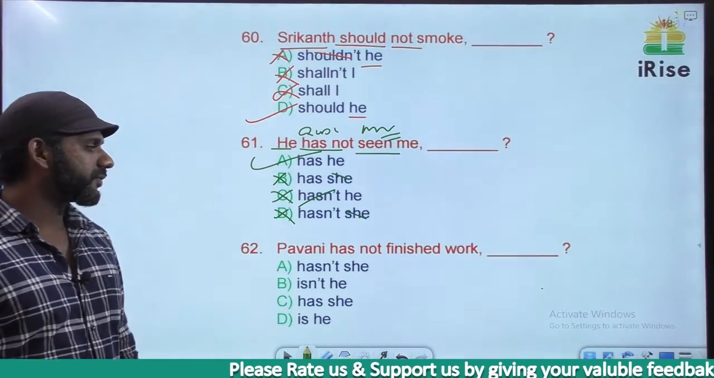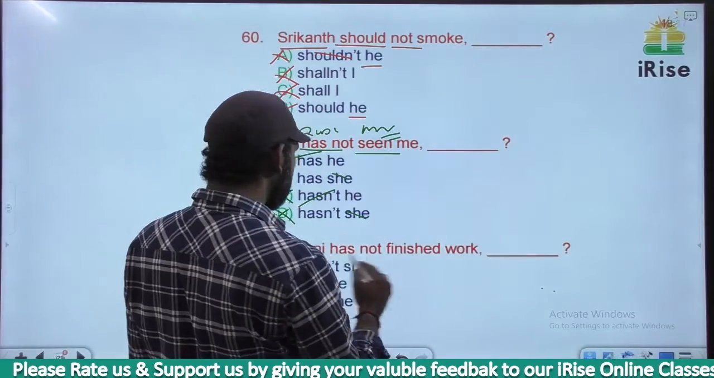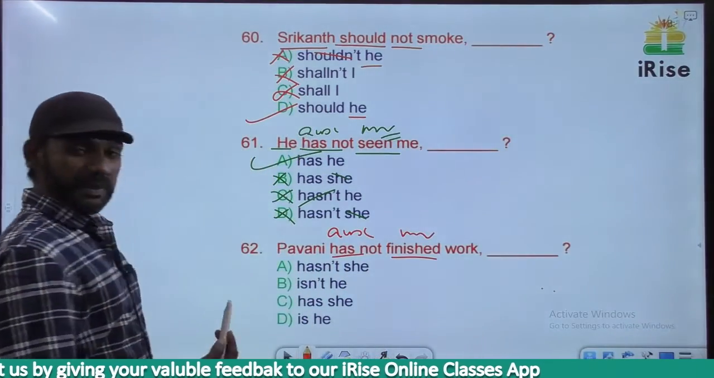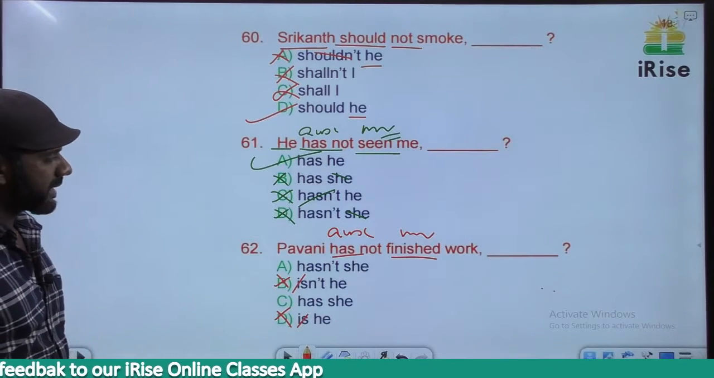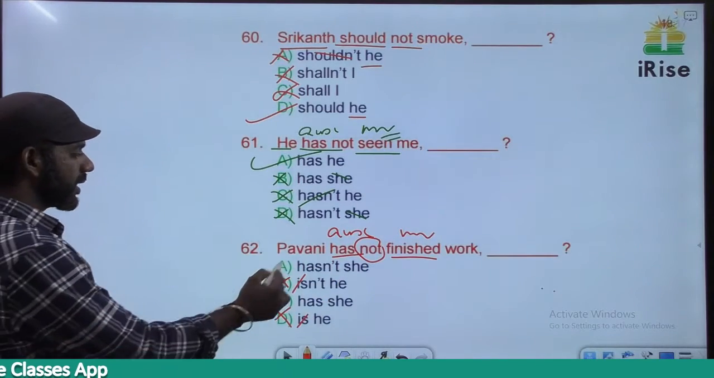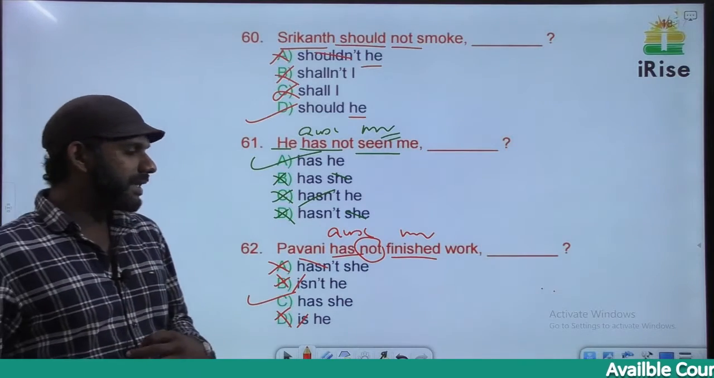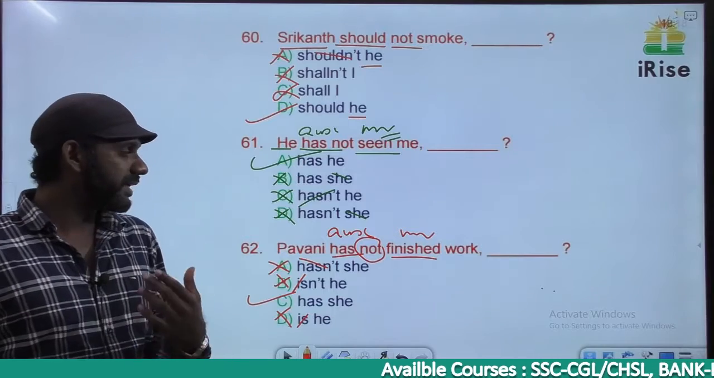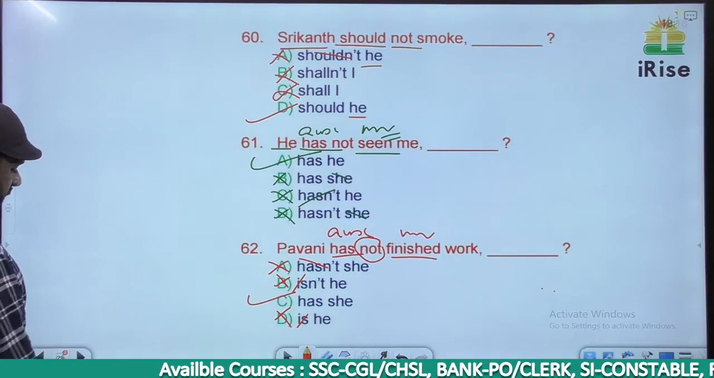Pavani has not finished work. Has is an auxiliary verb because finished is a main verb. The tag must be framed with has. So B and D are gone, because B and D say is. We have an N word in the sentence. In the tag there should not be an N word. A is gone. The answer must be C. Has she? Pavani has not finished work. Has she? That means has she finished work? That's the meaning. The next one.